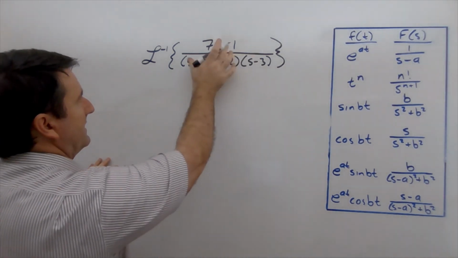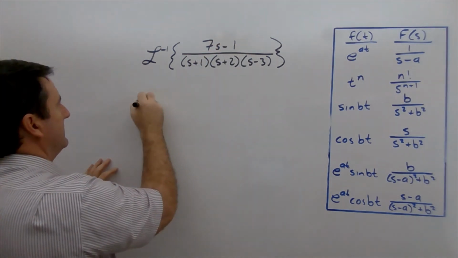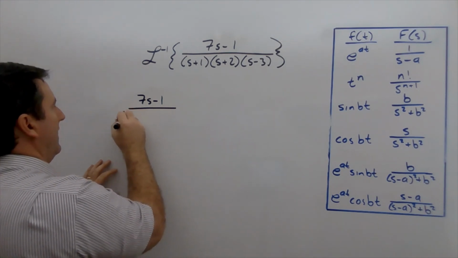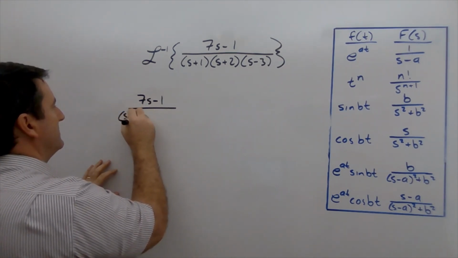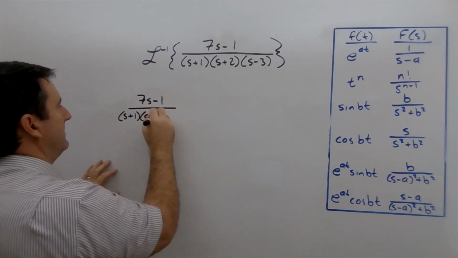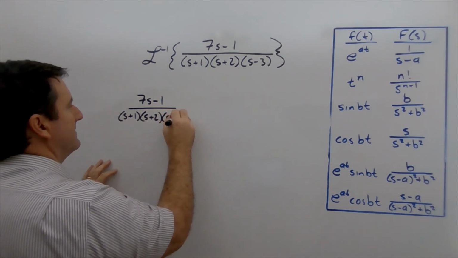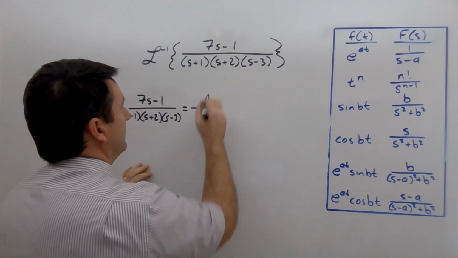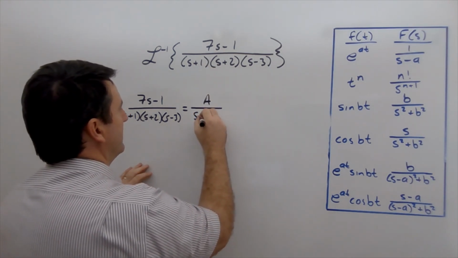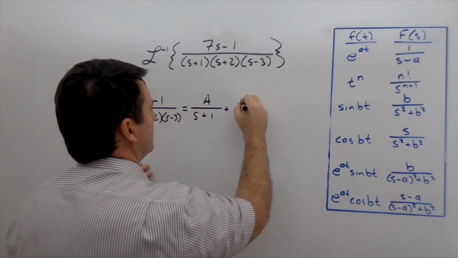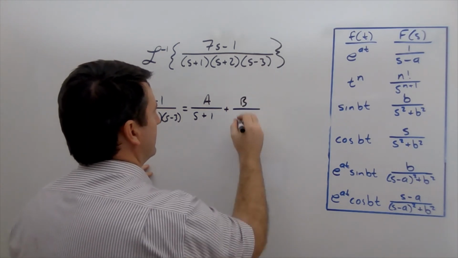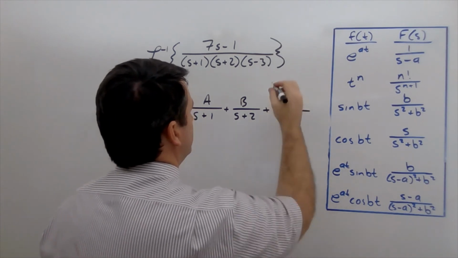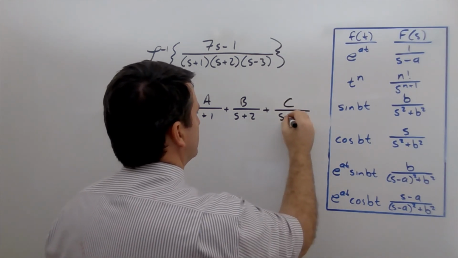So let's start by setting this equal to, so we've got 7s minus 1 over our s plus 1 times s plus 2 times s minus 3. We're going to set that equal to some constant a divided by our first factor, s plus 1, plus some other constant b divided by our second factor, s plus 2, plus a third constant c divided by our third factor, s minus 3.